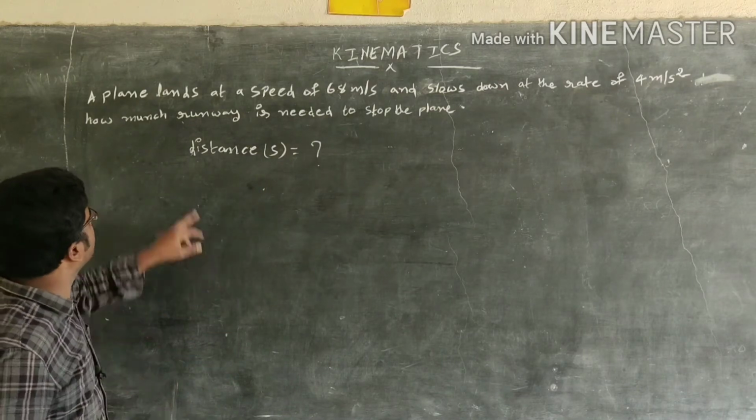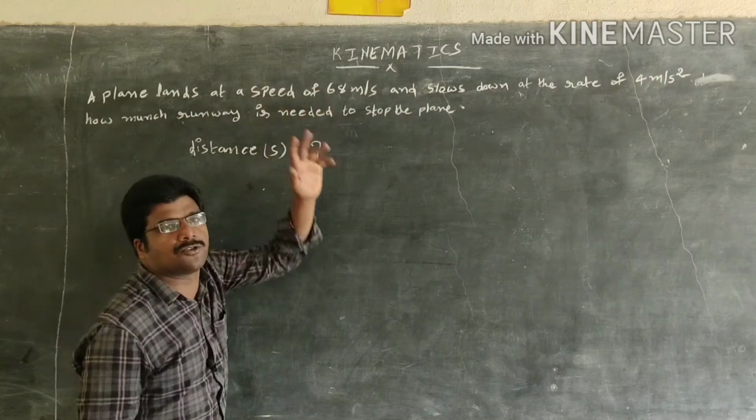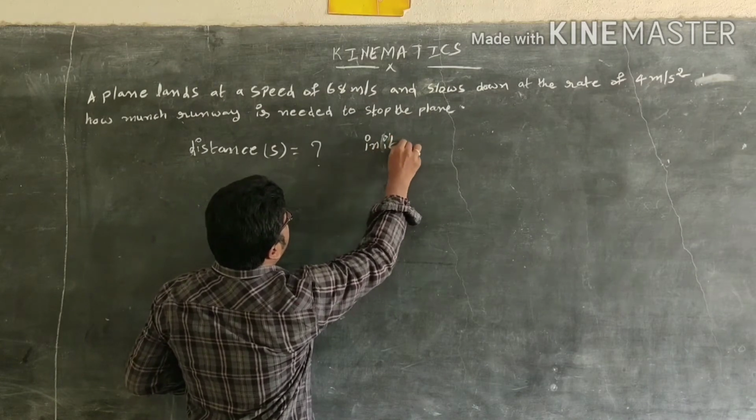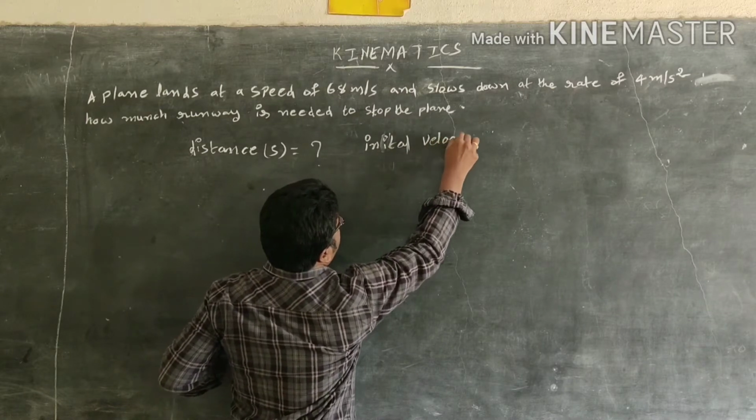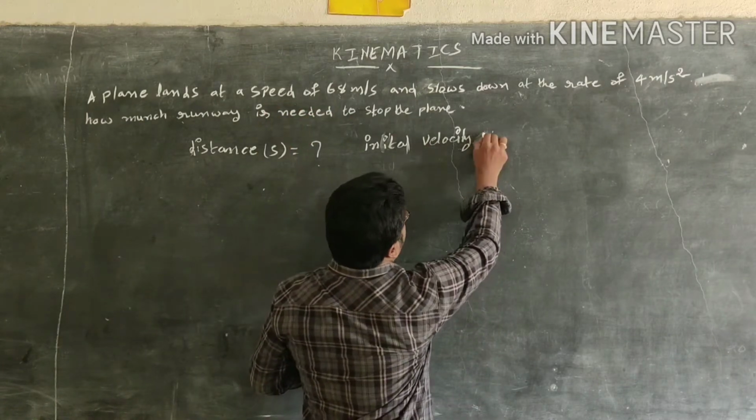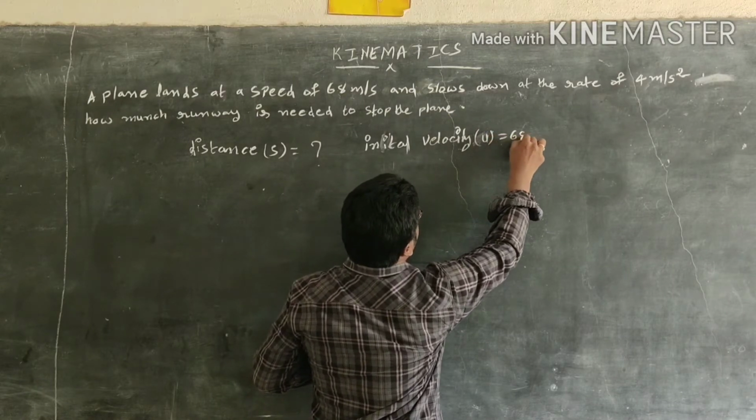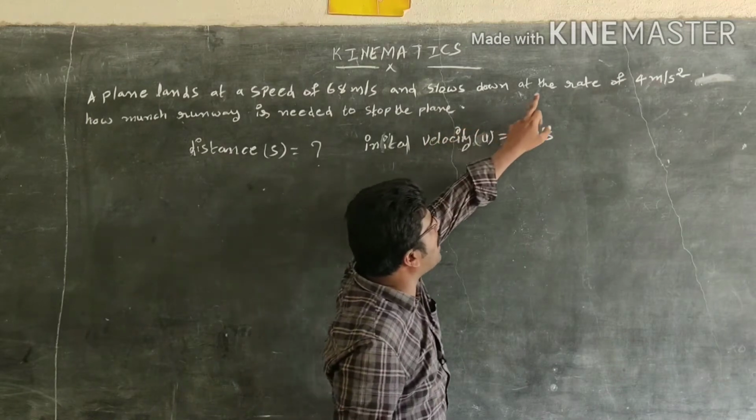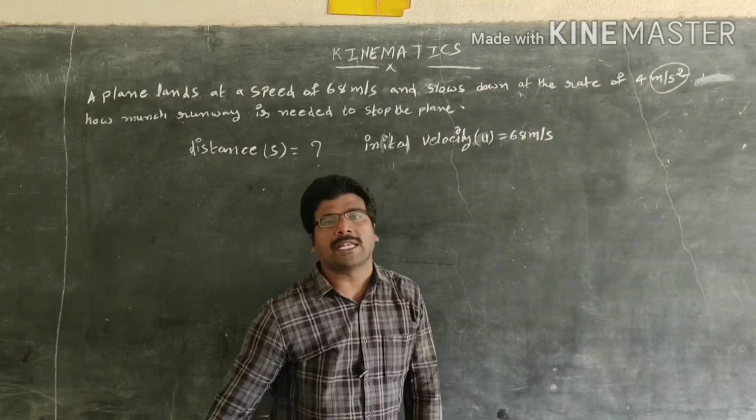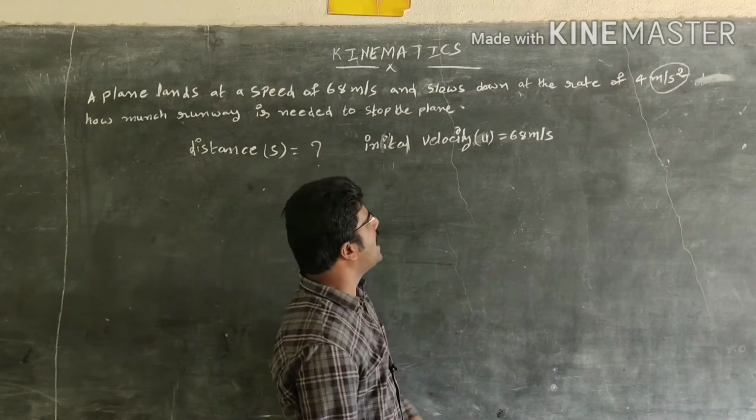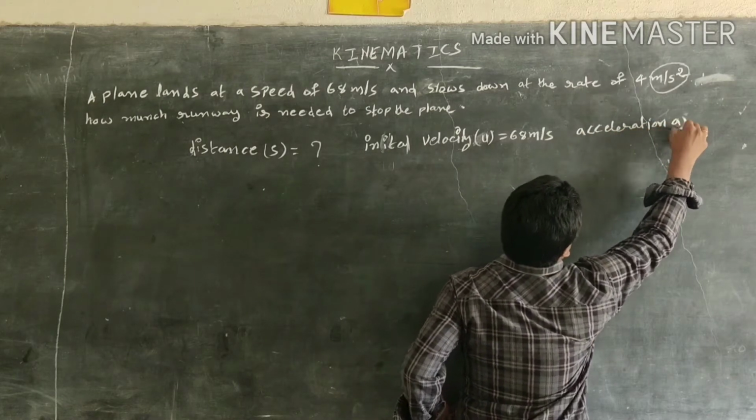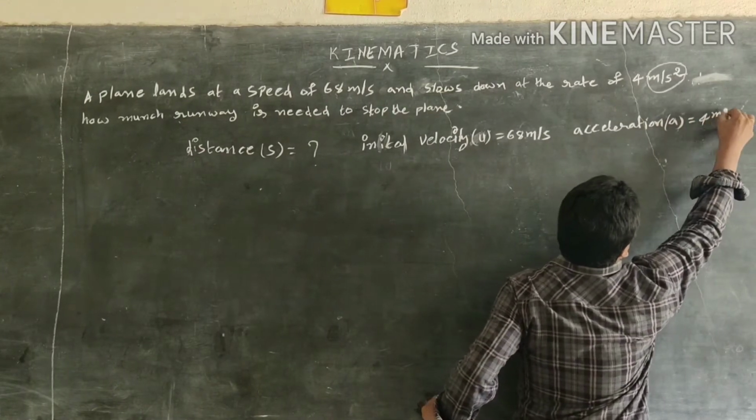What are the given factors? Here a plane lands at a speed, so no doubt the initial velocity is given. What is the initial velocity? 68 meters per second. We know that initial velocity is represented by the letter u. And it slows down at the rate of, first we want to observe the units. Here the unit is meters per second squared. Meter per second squared is the unit of acceleration. So acceleration is given: that is 4 meters per second squared.